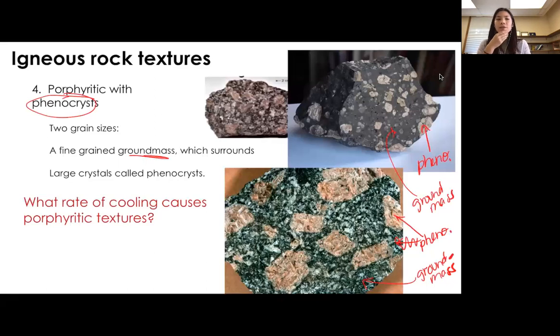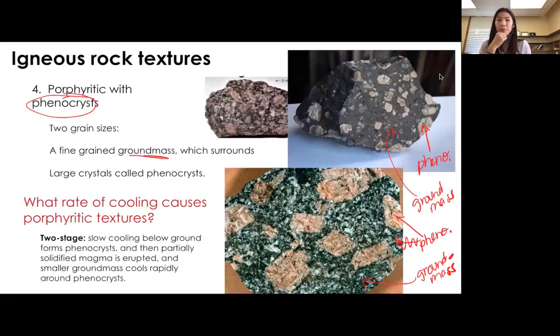So we talked about slow rates of cooling and fast rates of cooling earlier. So what rate of cooling could cause porphyritic textures? So take a second and think about this. And when you think you have an answer, move on in the lecture.